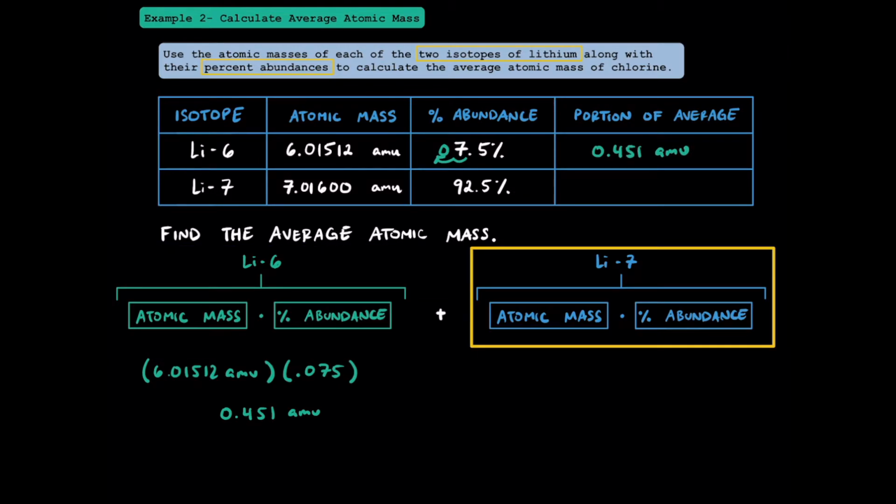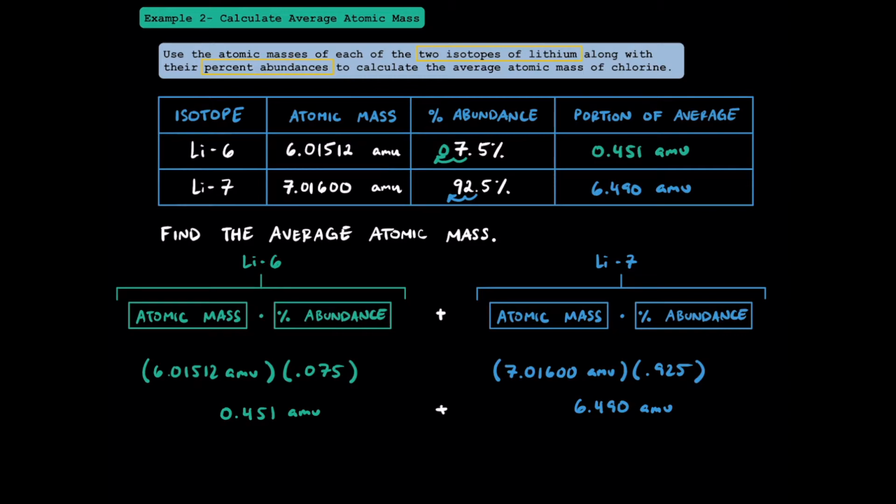Now let's find how much of the average atomic mass comes from lithium-7. Its atomic mass is 7.01600 AMUs, and its percent abundance as a decimal, dividing it by 100, is going to be 0.925. Multiplying these together, we get about 6.490 AMUs. The isotope lithium-7 contributes about 6.490 AMUs to the average atomic mass. Hopefully this makes sense because there's a lot more lithium-7 than lithium-6.